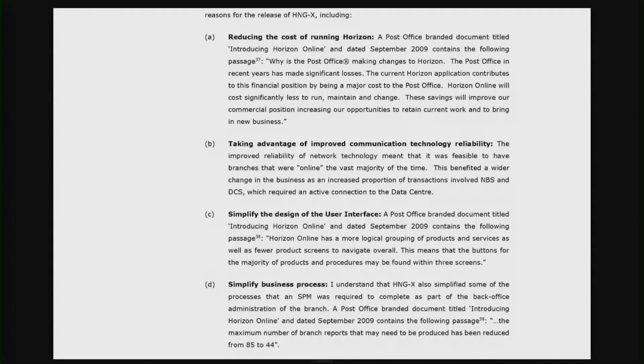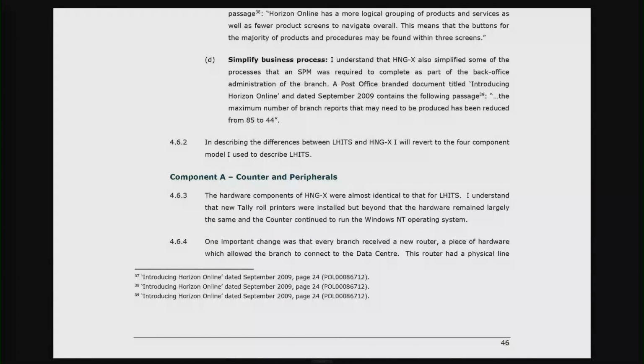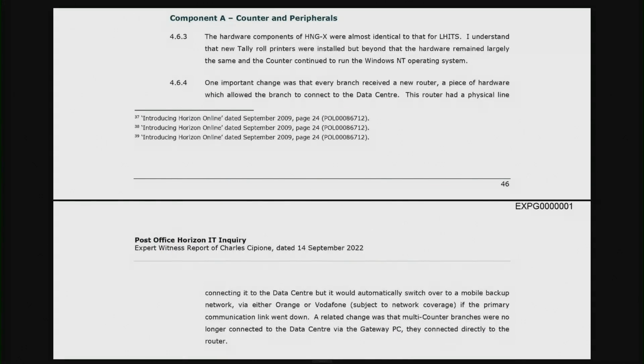With that introduction in mind, can we turn to component A, which again is the counter and the peripherals? Was it right that the hardware components for Horizon Online were almost identical to those for Legacy Horizon? Yes. However, an important change was that every branch received a new router, a piece of hardware which allowed the branch to connect to the data center. Did that router have a physical line connecting it to the data center? Yes. But it could possibly have been either a fixed or a mobile line, but it was effectively a persistent communication link to the data center.